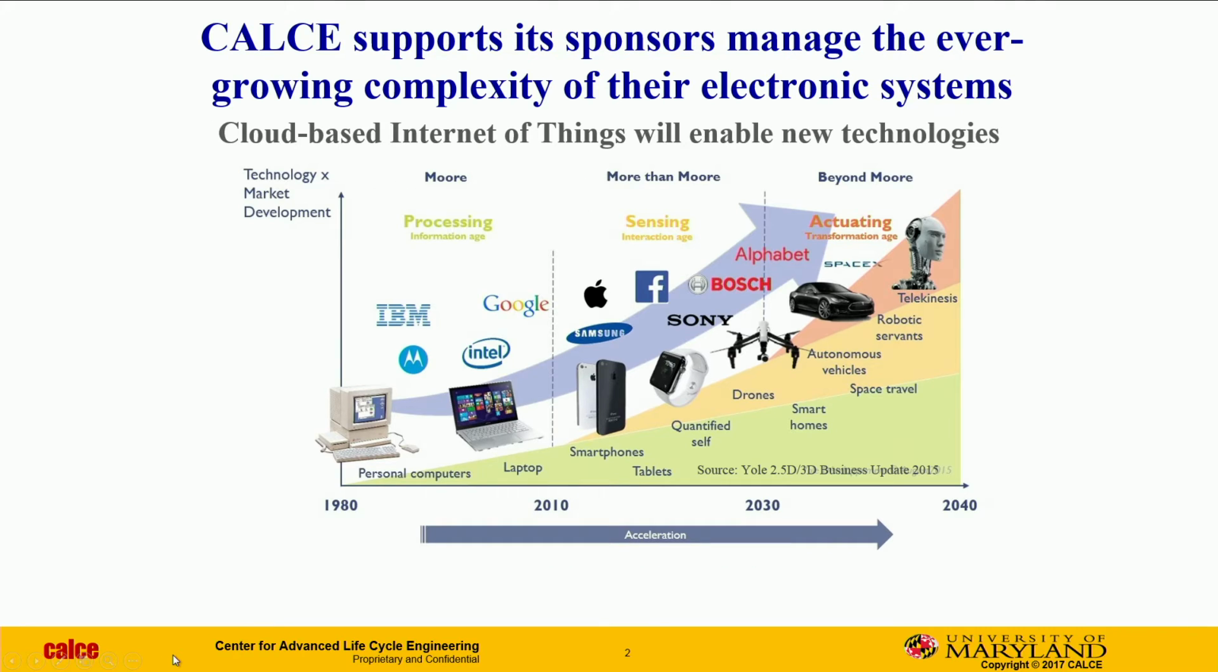To ease into that, I want to start with this slide, and we'll come back to it again in the next session. I just stole this from Yole. Yole makes business roadmaps every year, and this is a couple of years old already. But it's a nice pictorial representation of how electronics complexity is growing.